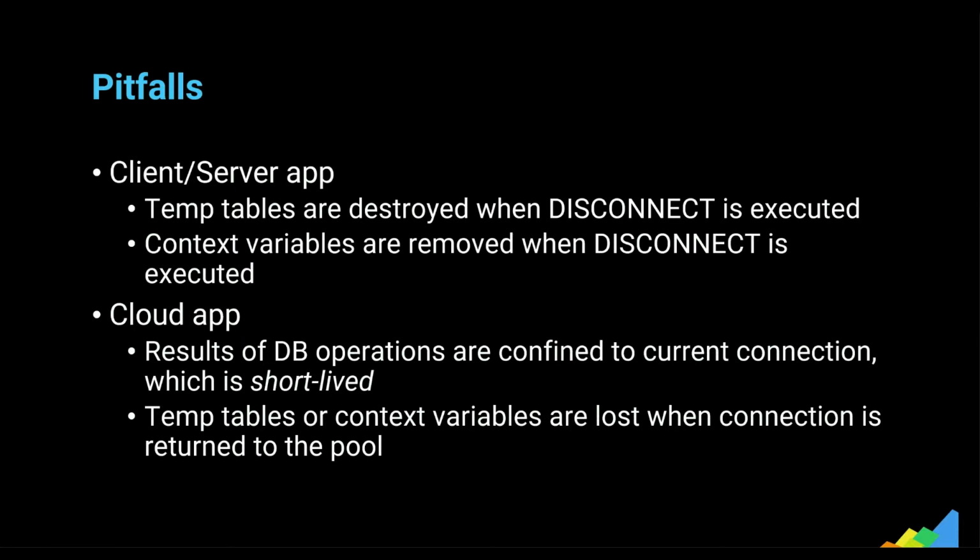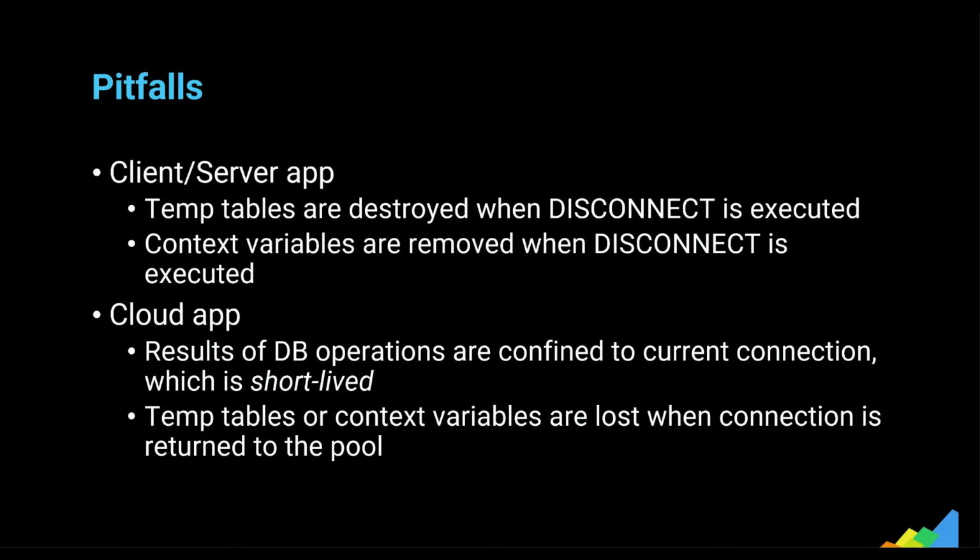But in the ICA, you cannot get the expected results because the temporary table is only valid in the current database connection, which is a short-lived connection. If the temp table is created in connection A and operations in connection B try to access this very same temp table, then an error occurs, such as table not found. Or the temp table created in connection A is destroyed when connection A is returned to the pool, and then the operations with this temp table will fail even though connection A is selected again from the pool. And same is for context variables. When the connection is released to the pool, they are lost.